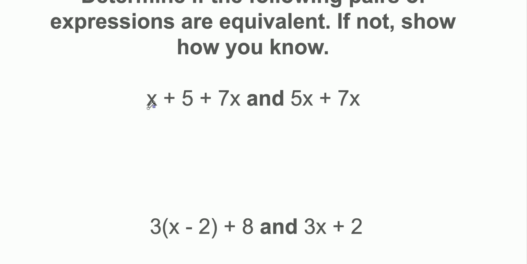So I have to look at this first one, and I'm looking for the like terms. I see x, and this term also has an x. So I can put these two terms together. If you think about just the variable x, that is the same as 1x. There is a coefficient of 1 in front of every variable, even if it's not written down. So 1x plus 7x is going to give me 8x. And then I have this plus 5, so this is going to be 8x plus 5.